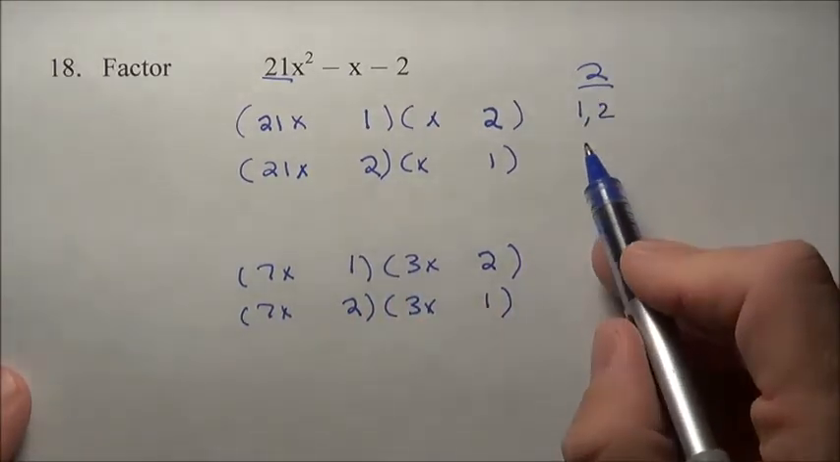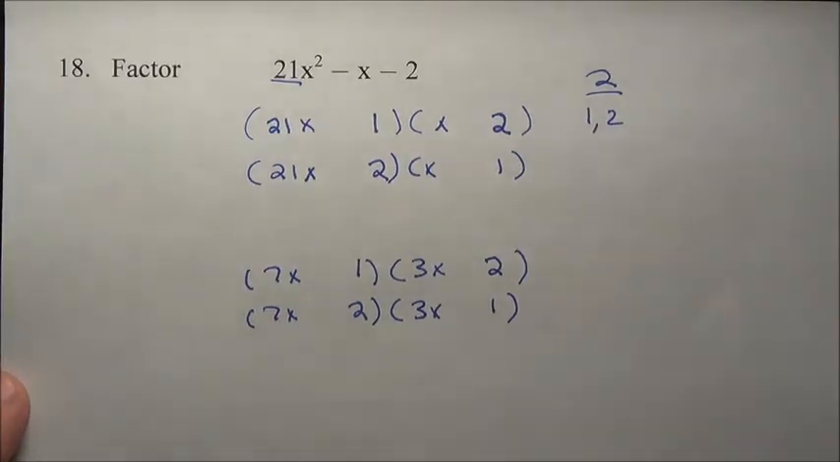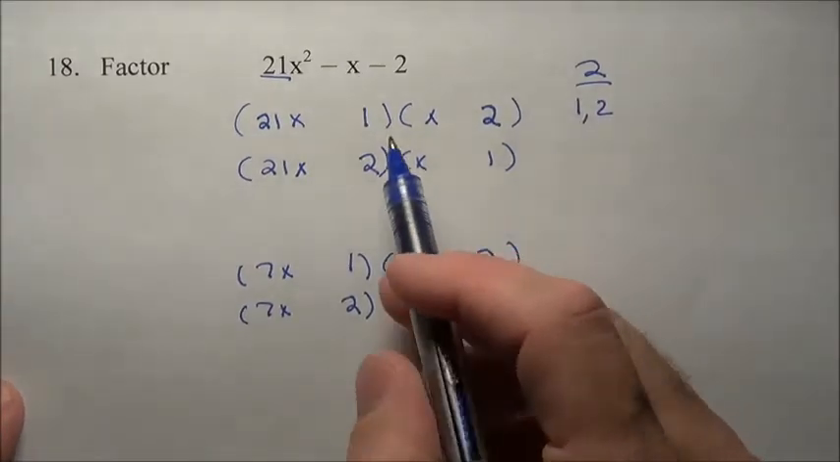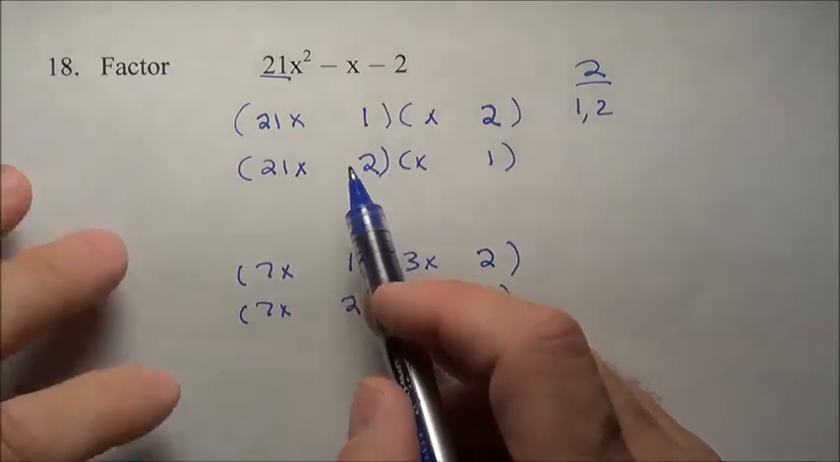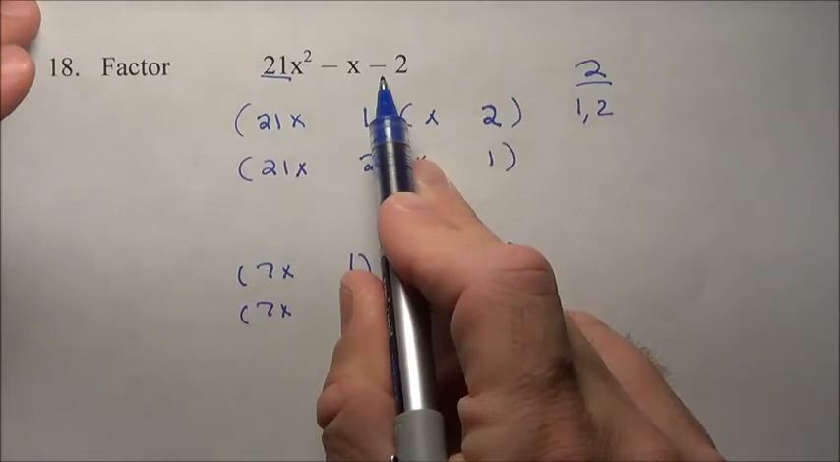If it had been like a 10, I would have had a 1 and a 10 and a 2 and a 5 and I would have had to try a bunch of other things. But it wasn't. So let's go in here and see. What we need is a difference. Now one of these has got to be negative and one of them is positive. That's the only way to create a negative 2.